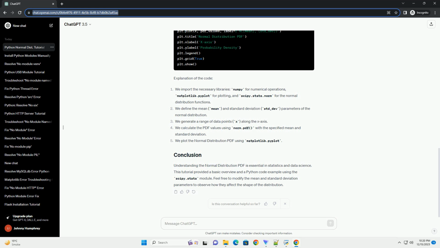The normal distribution, also known as the Gaussian distribution, is a continuous probability distribution that is symmetrical around its mean. The probability density function, PDF, describes the likelihood of a random variable falling within a particular range. In this tutorial, we'll explore the normal distribution PDF in Python using the scipy.stats module.